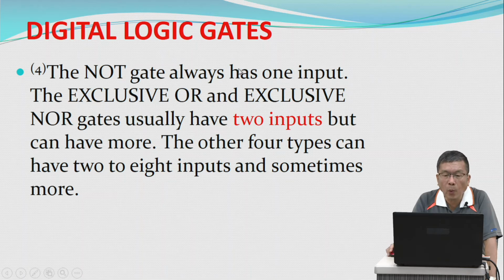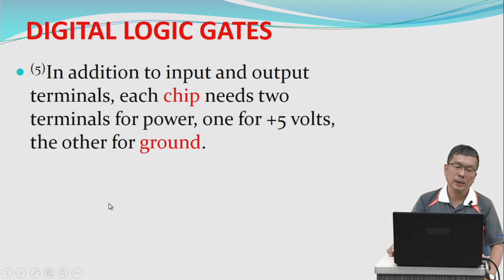The NOT gate always has one input. The exclusive OR and exclusive NOR gate usually have 2 inputs, but can have more. The other 4 types can have 2 to 8 inputs and sometimes more. In addition to input and output terminals, each chip needs 2 terminals for power, one for 5 volt, the other for ground.